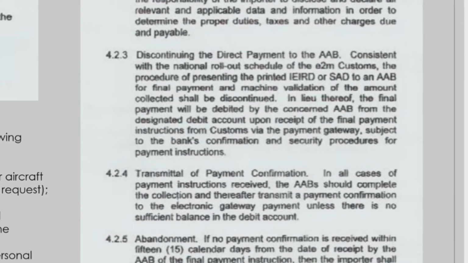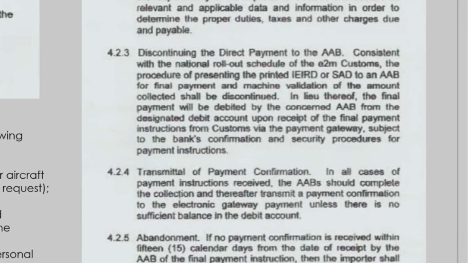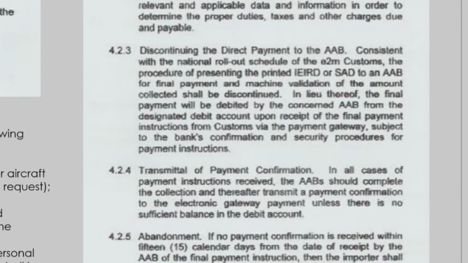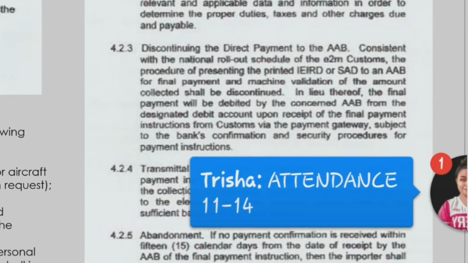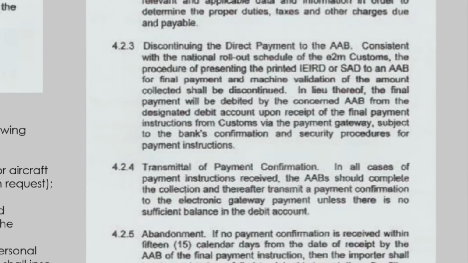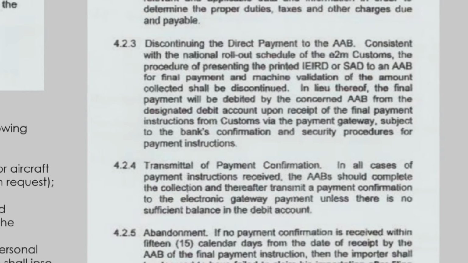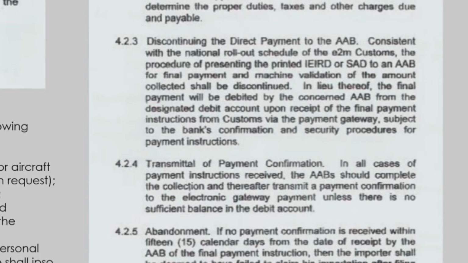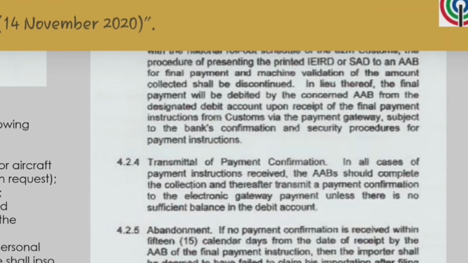So before, when there is no PASS5 yet, when there is already a final computation of your duties, taxes, and other charges, you need to still go to your authorized agent bank and show them the machine validation of the amount to be paid. Okay, but now it is already in the system of the PASS5 to inform the authorized agent bank of the final computation of the duties, taxes, and other charges that the importer should be paying the Bureau of Customs.